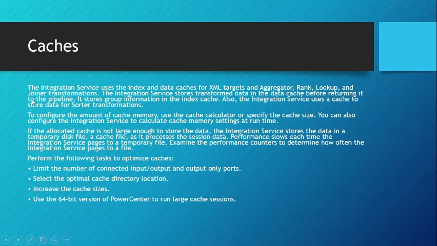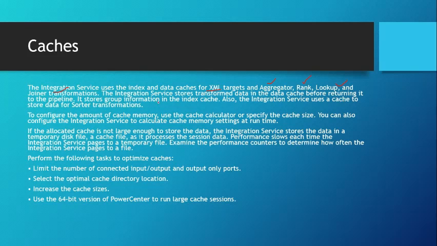Okay, first, whatever logic is built or written, based on that all values are stored in cache. Each transformation, like your XML, right? Suppose you have XML using Aggregator, okay, and the Rank, Lookup, and Joiner. These transformations update the cache, the data cache, before returning it to the pipeline.